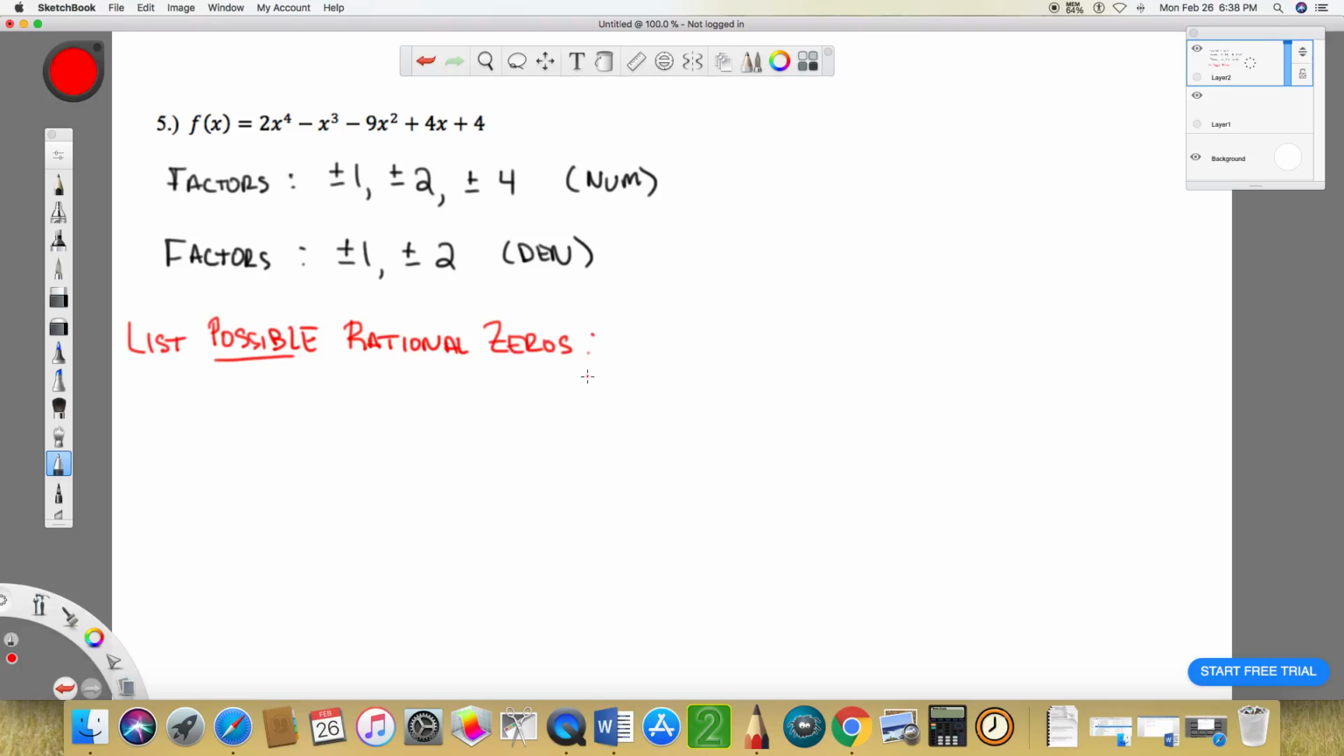All right, so let's take each value in the numerator and divide it by 1. And now take each of these values and divide it by 2. Since 2 divided by 2 is 1, we're not going to add it to the list. And 4 divided by 2 is 2, and it's already there, so we're not going to add it to the list. Once you're in, you're in. So here's our list.